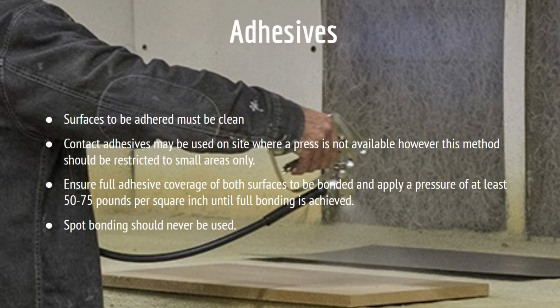Adhesives. Surfaces to be adhered must be sound, thoroughly dry, clean, free of dust and other surface contaminants. When a laminating press is not available, such as an on-site installation, contact adhesives may be used. However, this method should be restricted to small areas only. You should ensure full adhesive coverage of both surfaces to be bonded and apply a pressure of at least 50 to 75 pounds per square inch until full bonding is achieved. Spot bonding should never be used.